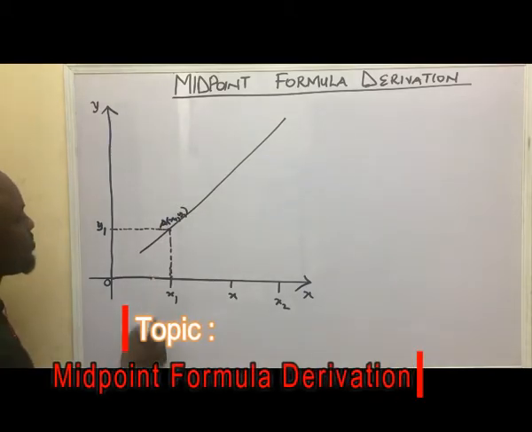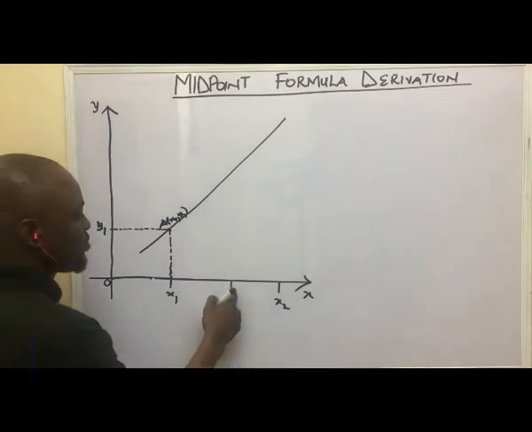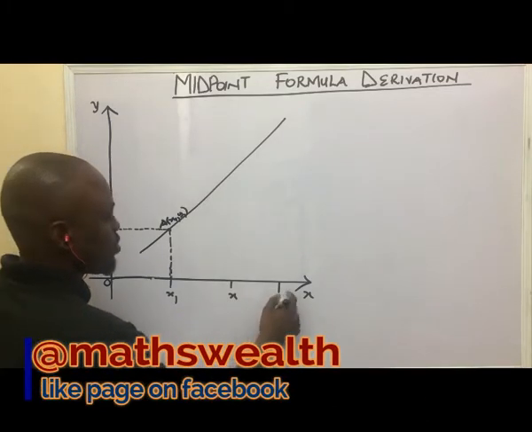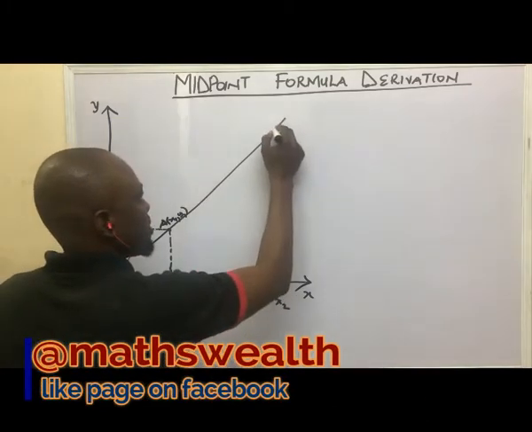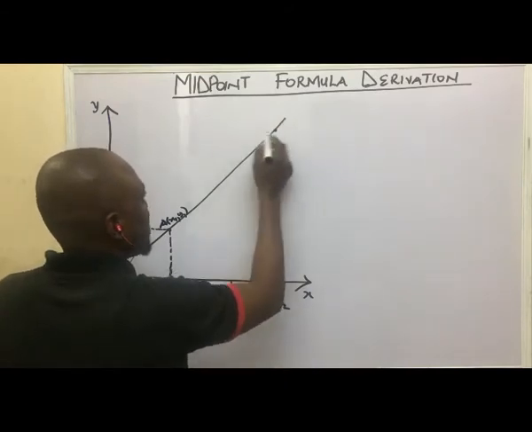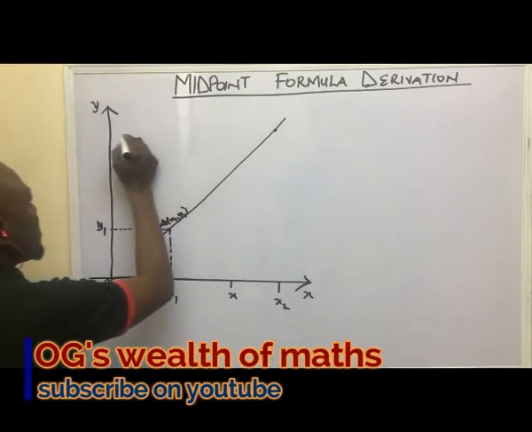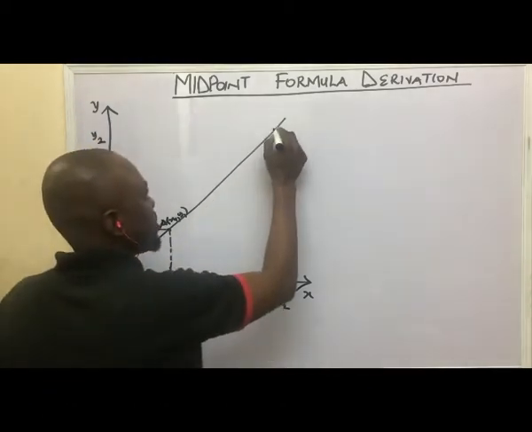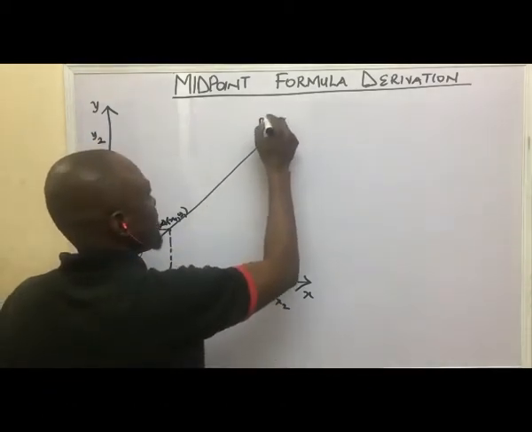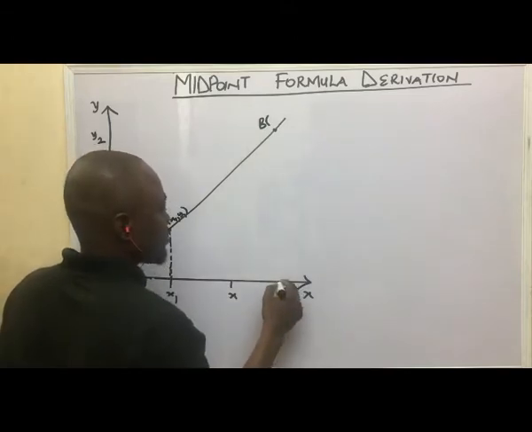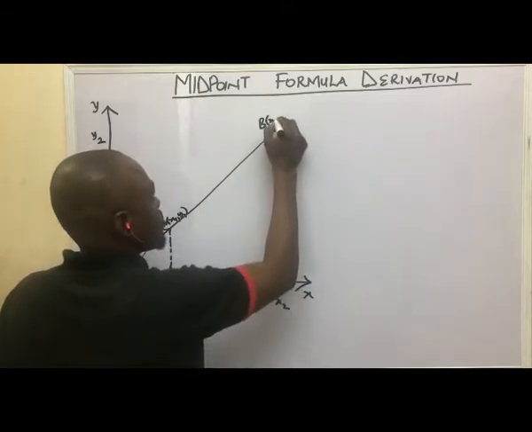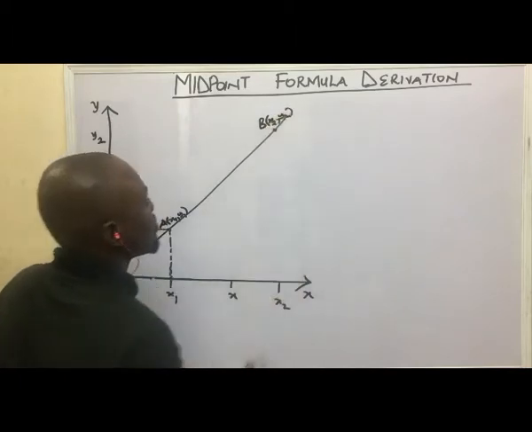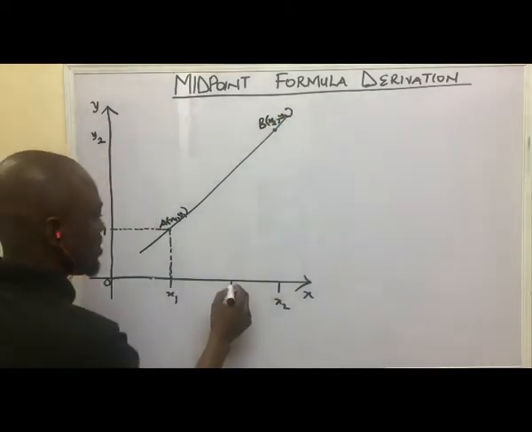I'm going to do the same thing here for x of 2. This is the meeting point, and then if I project this here, I'm going to get y of 2. So the meeting point, let me call this B. So I have x of 2, comma y of 2.